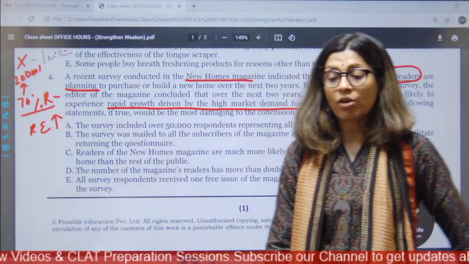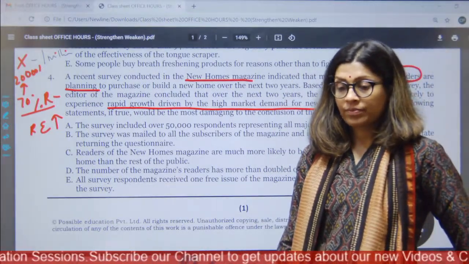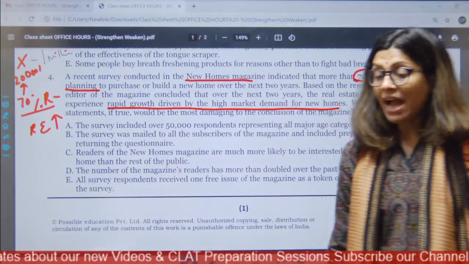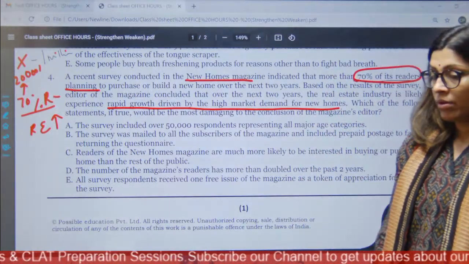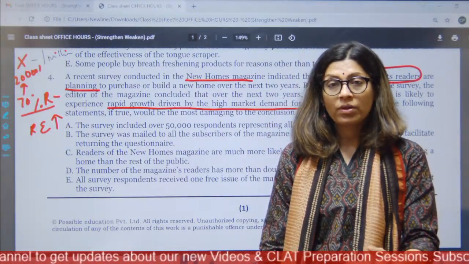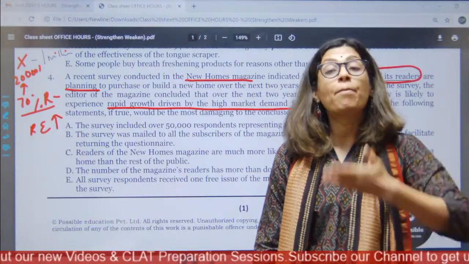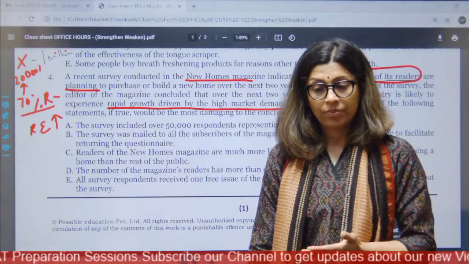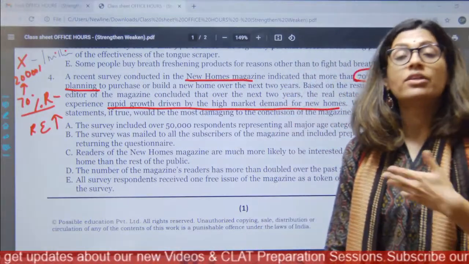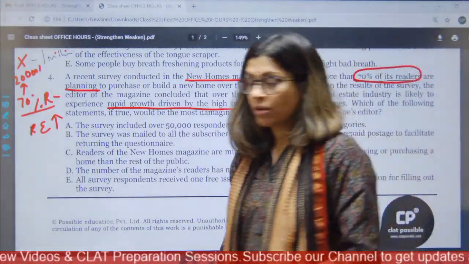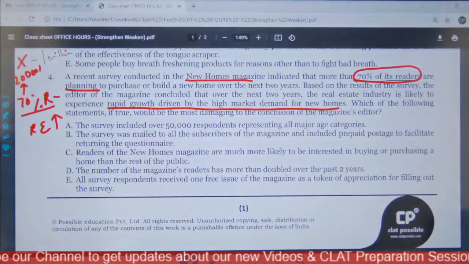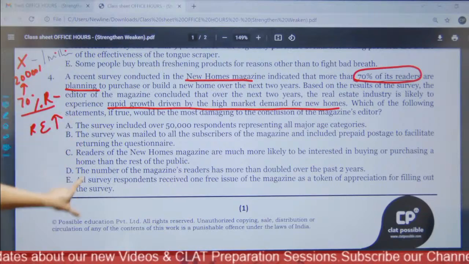Is that even 50% of the town? So this type of fault is the fault where a percentage is used without establishing the base or the denominator. Right? So we will do this in the session on fallacies. So this is what we have to see in the options.